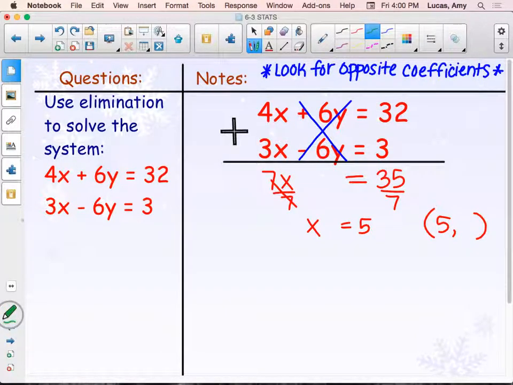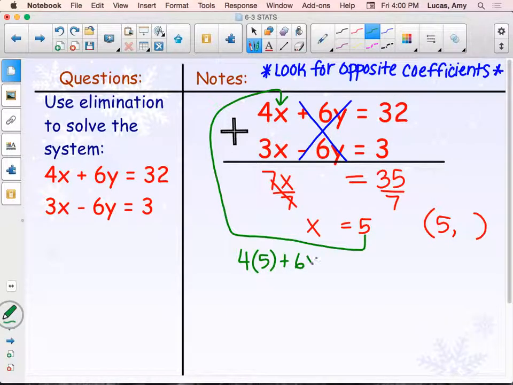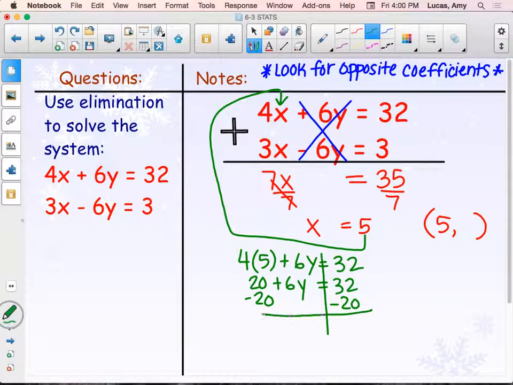Now I can take that 5 and plug it in for x in either one of the top equations. I'm going to use the first one. So 4 times 5 plus 6y equals 32. 4 times 5 is 20. So 20 plus 6y equals 32. If I subtract 20 on both sides, I'll be left with 6y equals 12. And 12 divided by 6 gives us our answer. So y equals 2. So our solution is 5, 2.